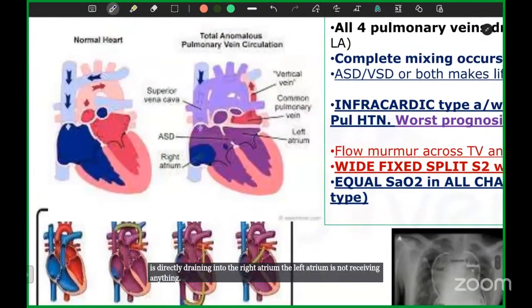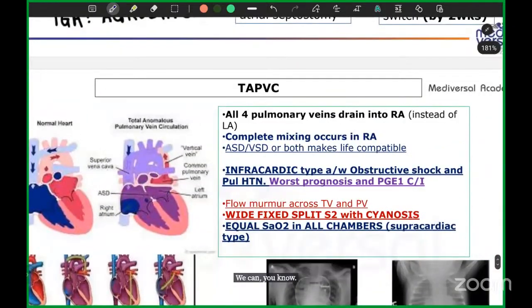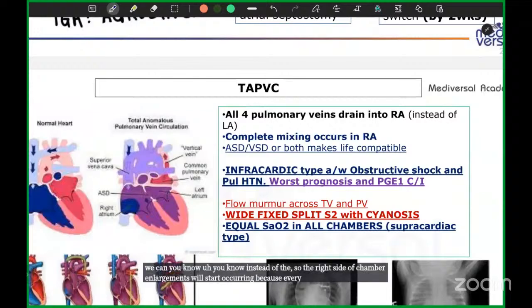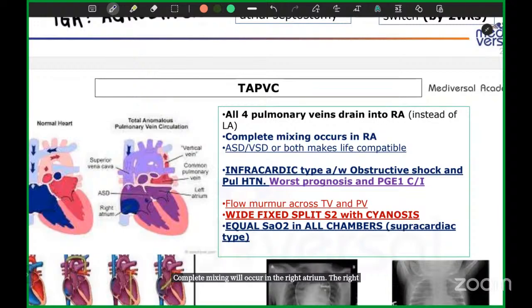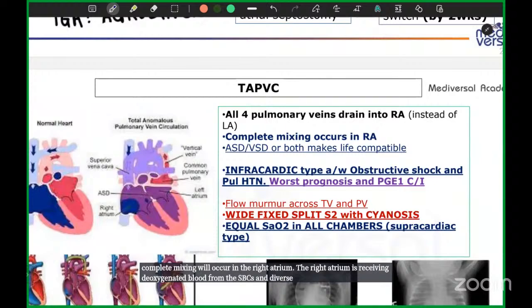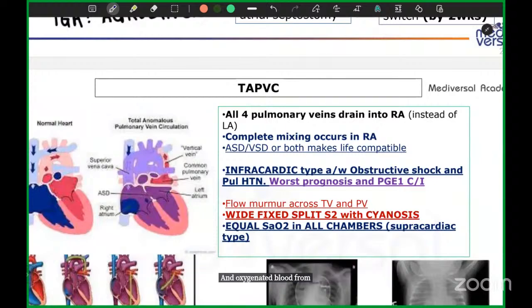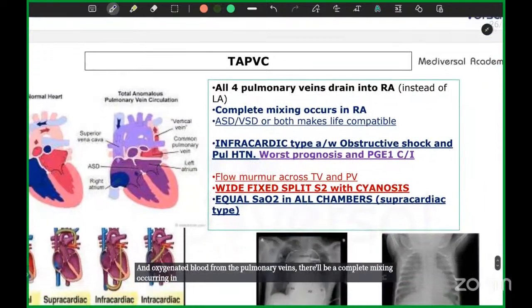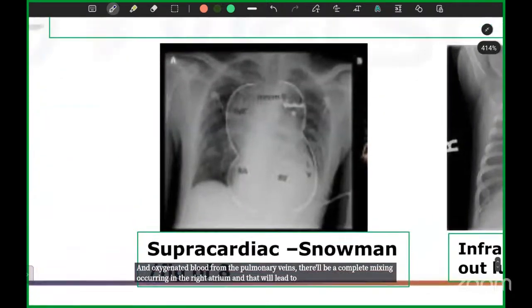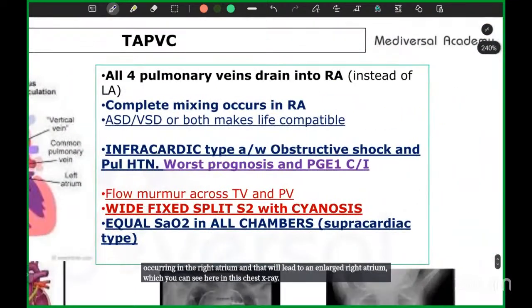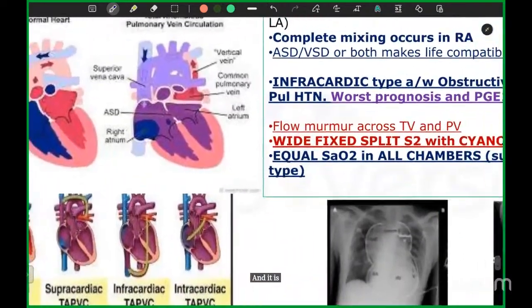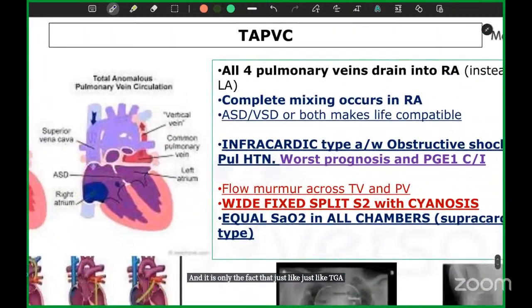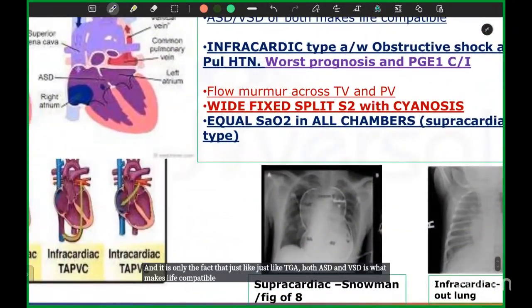Right-sided chamber enlargement will start occurring, because everything from the lung is virtually coming into the right atrium. Complete mixing will occur in the right atrium. The right atrium is receiving deoxygenated blood from the SVC and IVC, and oxygenated blood from the pulmonary veins. That will lead to an enlarged right atrium, which you can see here in this chest X-ray. And just like TGA, it is only the fact that both ASD and VSD are present that makes life compatible, because these are the only 2 openings by which right-sided blood can somehow come to the left side.